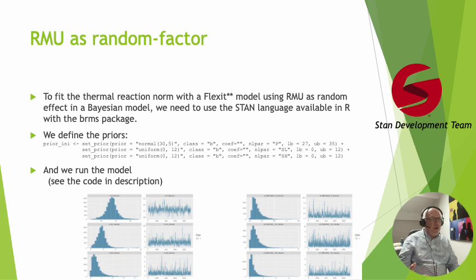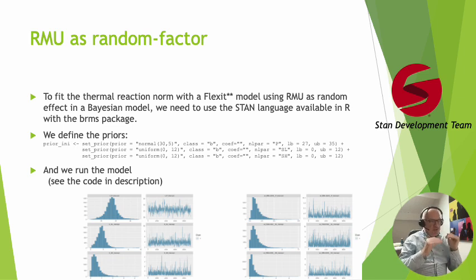We define the prior. Here, the prior for P is a normal distribution with average 30 and standard deviation 5. The priors for SL and SH are uniform distributions with values from 0 to 12 because we don't know what values these parameters can have. We run the model. I give you the code in the description, and now look at the results.